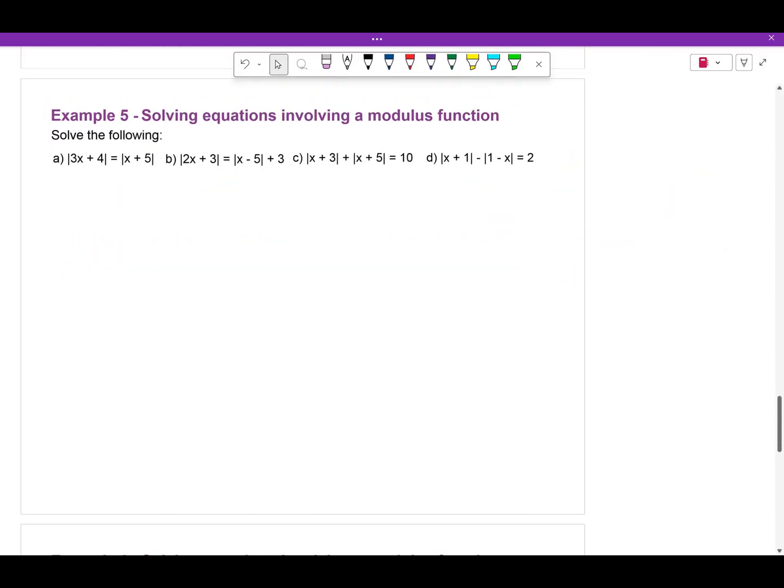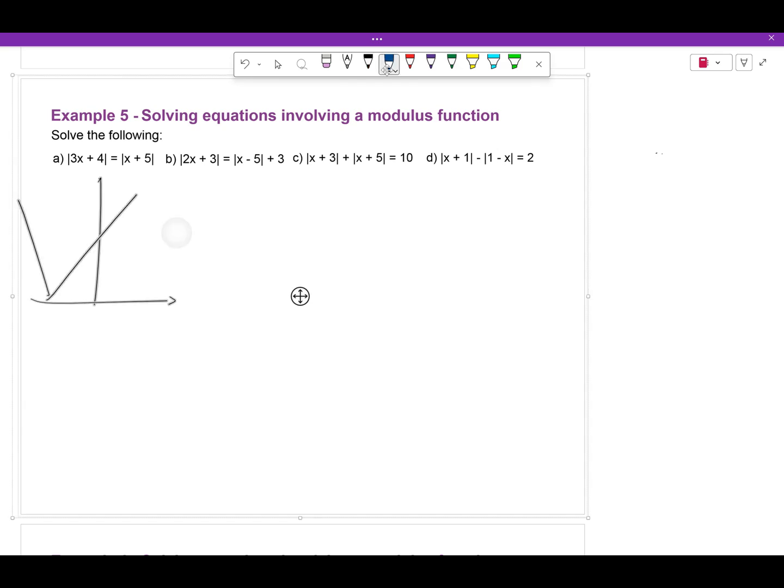Let's try again. So again, sketch the graph. How many answers are we expecting? Okay, so we've got x plus 5 and 3x plus 4. So that results into somewhere here, like that. Actually, in fact, it should be intersecting. This is 4, and this is 4 here. So we expect 2 answers. So that is the reason. So we are expecting 2 answers in this case.